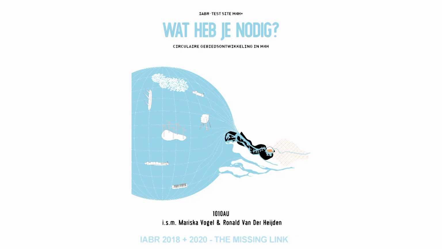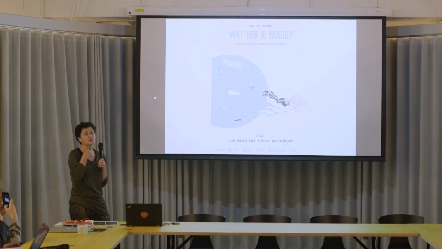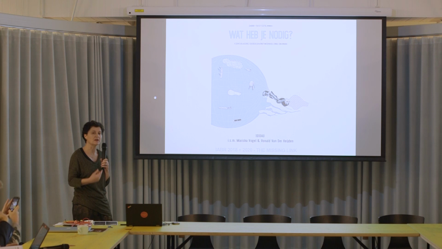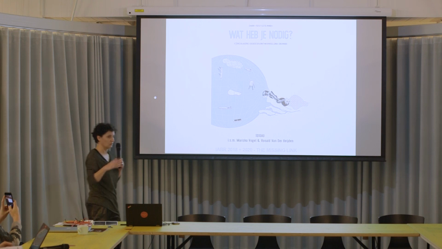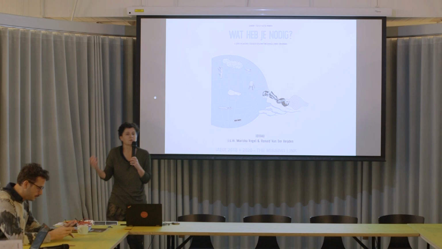So the title of the project and also the context of the project is What Do You Need? We answered a call by the International Architecture Biennial of Rotterdam asking to improve or trigger the circularization of an urban development that was planned in this old port area, which is Merwe-Vierhavens. It's an old urban port in Rotterdam that, because the port is continuously upscaling and moving closer to the sea, is to a certain extent left behind. So the question was, how can you improve the circularity dimension of area development?